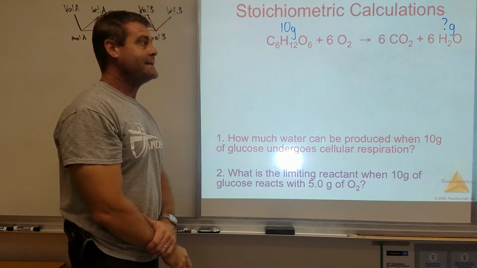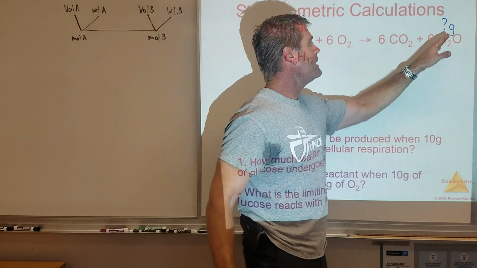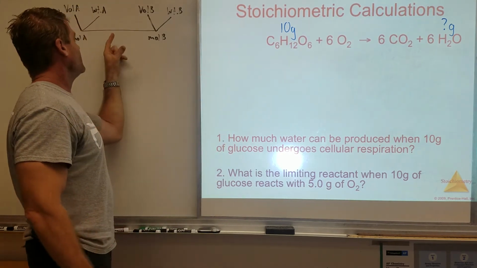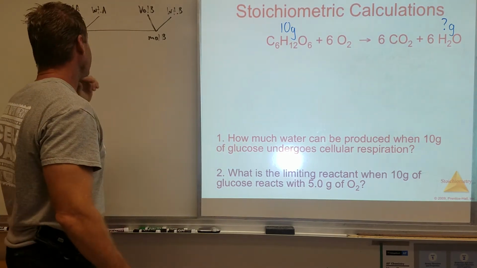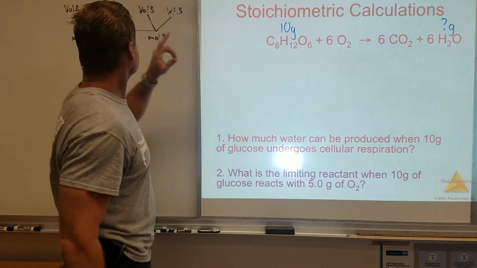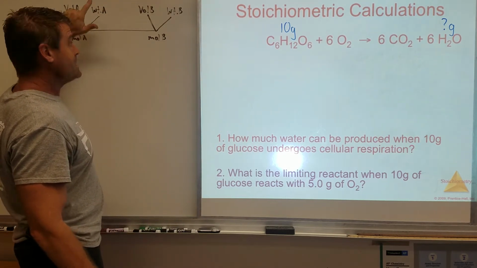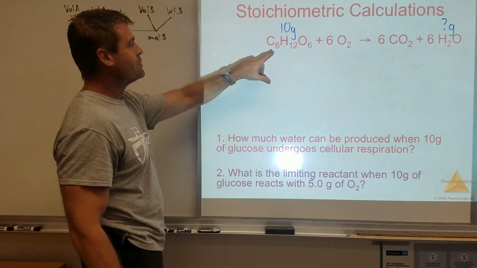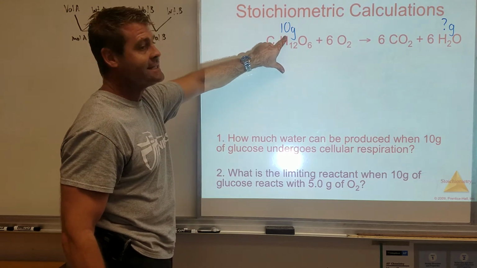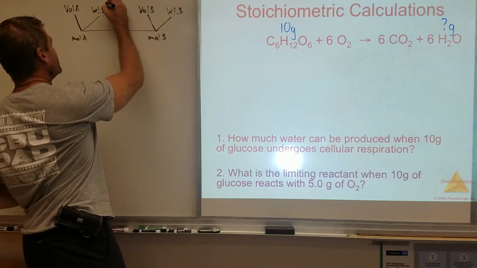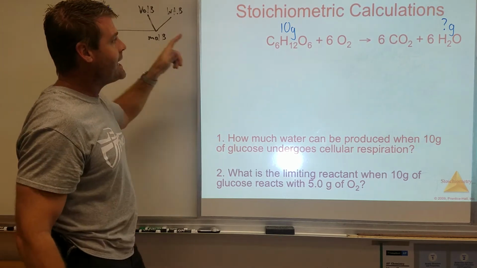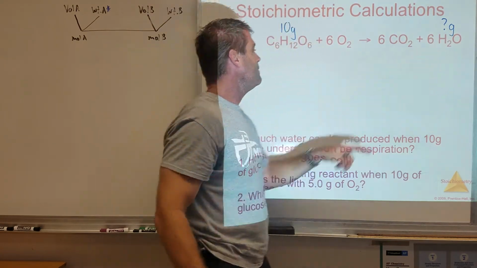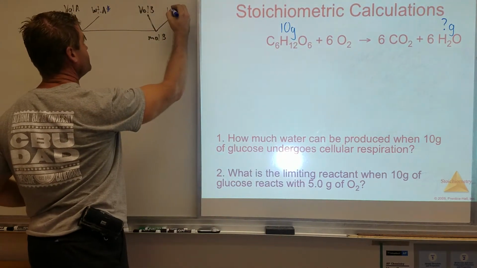So the question is, how do I figure out how much water I can produce if 10 grams of glucose reacts? The key is you use a little roadmap that I've developed. A is the substance that we know information about, and B is the one that we don't. Glucose is our A, and I've got 10 grams of it, so I know the weight of A. I'm going to go from here, and then what I want to figure out is the weight, or the grams, of B.